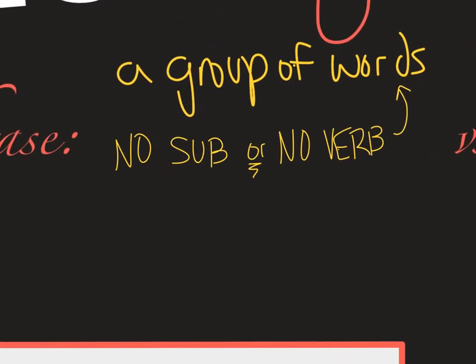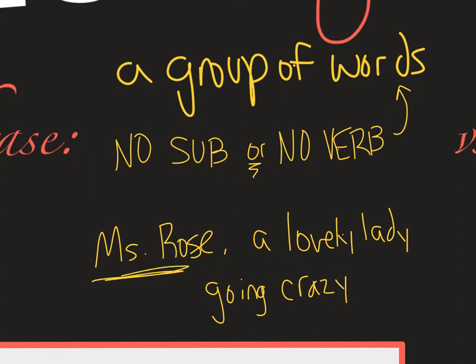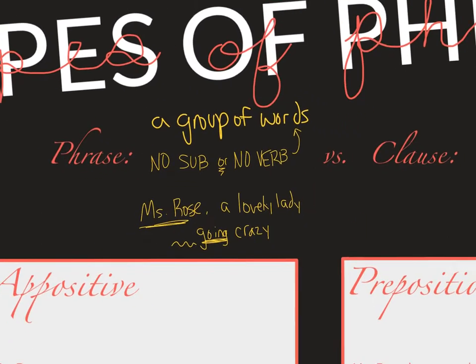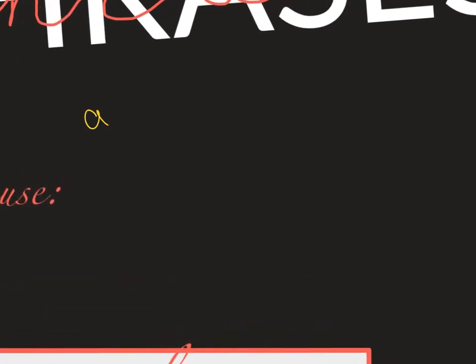So, for example, Miss Rose, or a lovely lady, or going crazy. In these cases, I either have a subject and no verb, or I have a verb with something that's happening, a noun, but no subject. So that right there is a phrase compared to a clause, which is also a group of words.